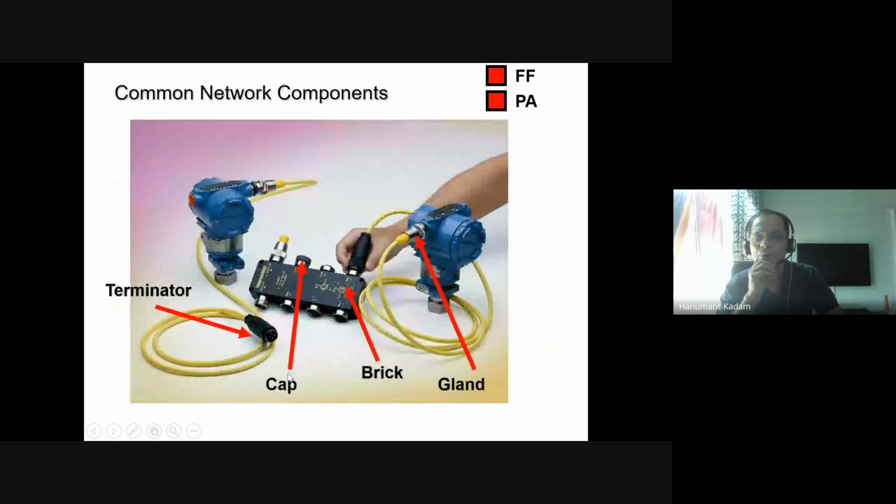You can see our common network components here. This is the junction box, this black portion, and this is the cap. You have to remove the cap, and this is the terminator at the end, right? And this is the gland. This is a transmitter, and it has a gland here, and from here you connect the cable straight away to this port. This is a brick.